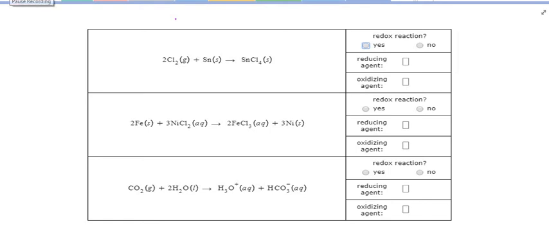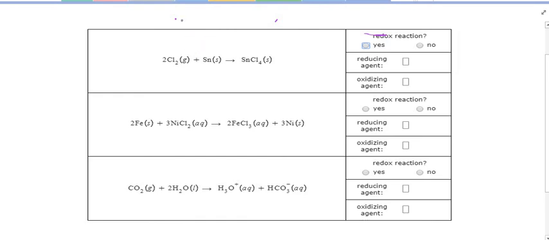Okay, here is a typical Alex question on oxidation and reduction. It's giving us three chemical equations here, and it's going to ask us a couple of things. Number one, is it a redox reaction? We have to answer yes or no. And then we have to actually type in what is the reducing agent and what is the oxidizing agent.